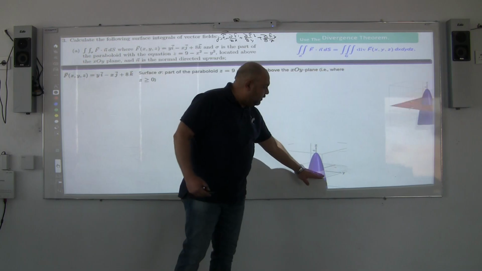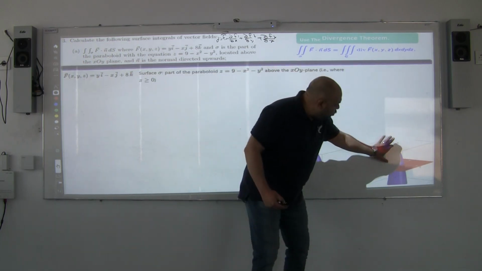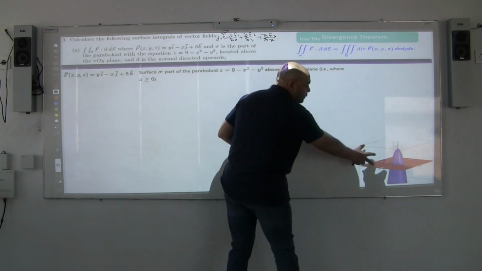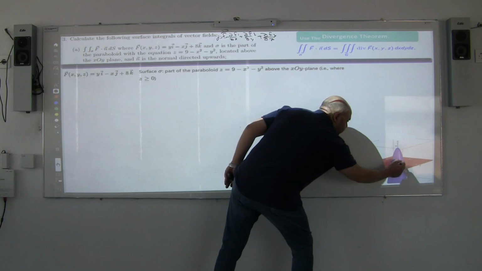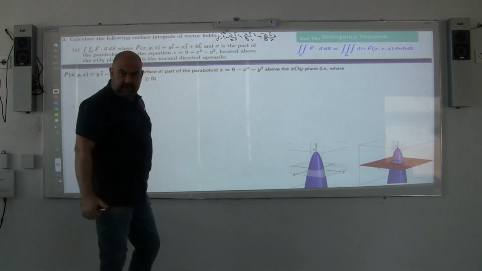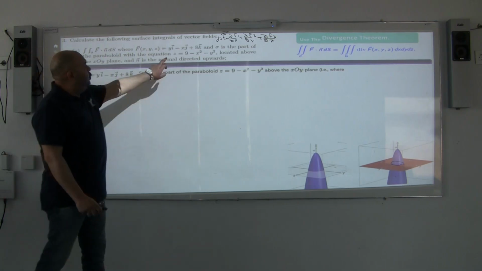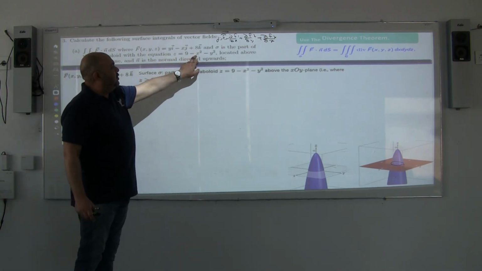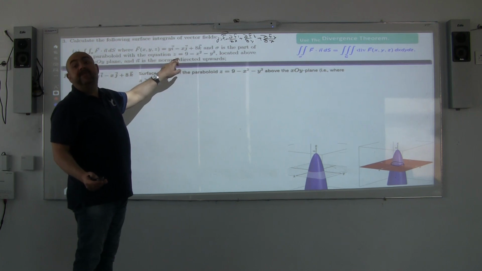I need to evaluate the area above the xy plane. So I'm talking about this part. And of course, I will need to identify the intersection, which is very, very simple. Just inserting z equal to 0 in this equation here, and I will have x squared plus y squared equal to 9. That's the disk that I'm going to deal with.